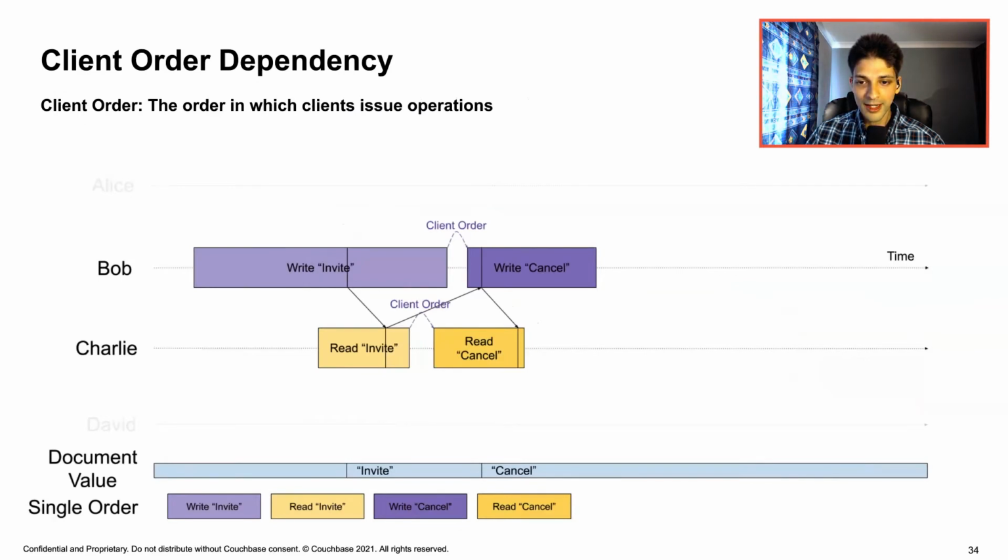Therefore, we must relax our consistency model without compromising on intuitive correctness. To address this, we can turn to client order, a dependency between operations imposed by the order that they were issued by their respective client. Let's suppose Bob is throwing a party and sends out an invitation. Unfortunately, it starts raining, so Bob decides to cancel the party. In this example, Bob's client order is write invite, write cancel. Client operation pairs are now concurrent if they are produced by different clients. For example, Bob's purple operations are concurrent to Charlie's yellow operations.